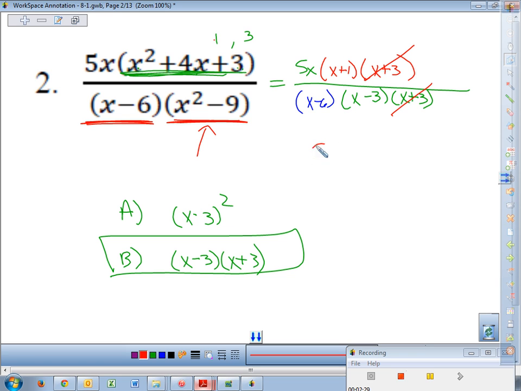So here's our answer. It's 5x times x plus 1 over x minus 6 times x minus 3. You can distribute if you want to, but then you'll get a quadratic. You want everything as factored as possible into linear situations, okay?